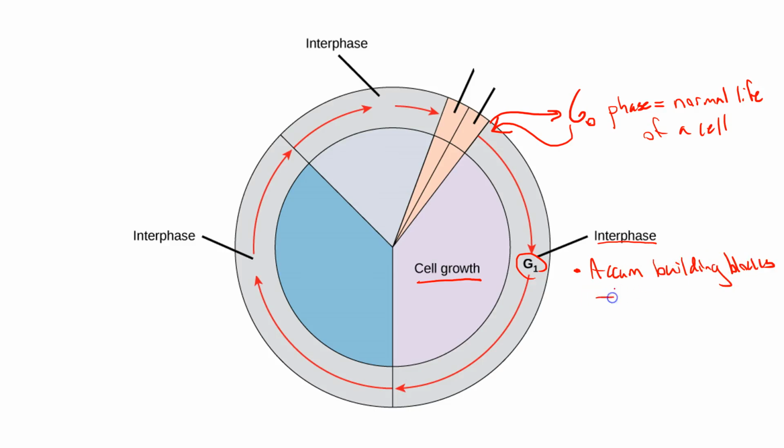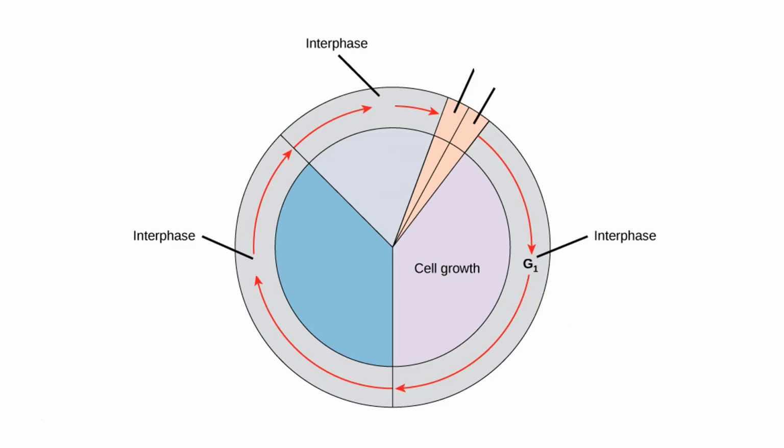So these are going to be things like amino acids, lipids, maybe some nucleotides, all of the different atoms that it needs to build stuff. It's also going to be accumulating energy. And overall, the cell is just getting bigger because it's preparing to divide.